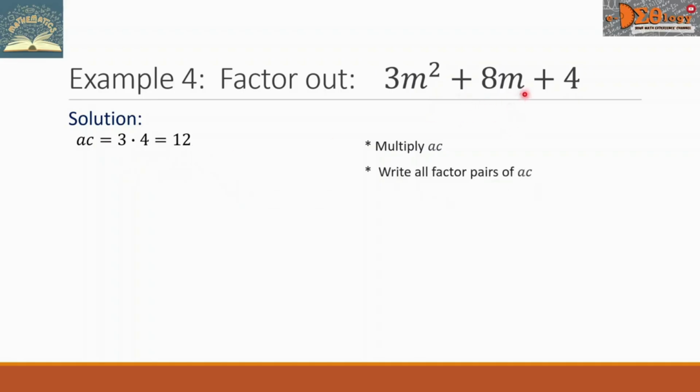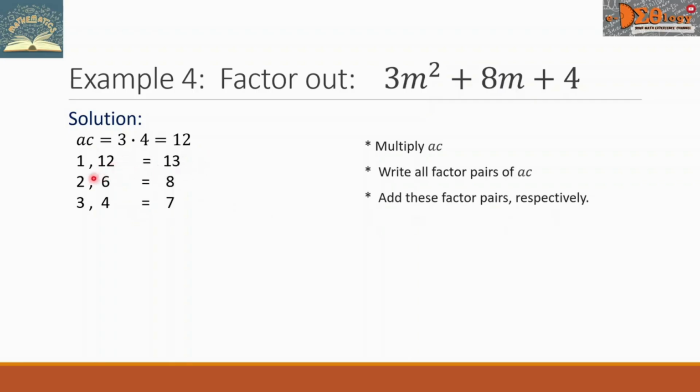We consider the sign of the middle term. The middle term is positive 8m. Since this is positive, we will write only the factor pairs of 12, all positive. So the factors are 1 and 12, 2 and 6, 3 and 4. Then we add these factor pairs respectively. So we have 1 and 12 is 13, 2 plus 6 is 8, 3 plus 4 is 7.